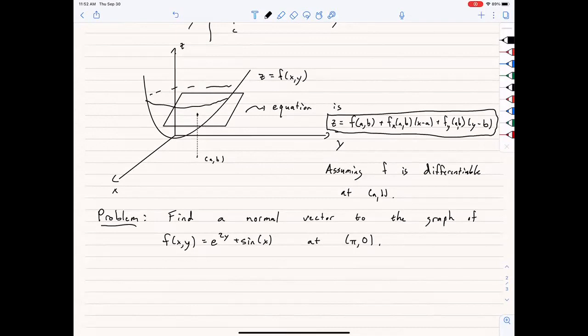What do I mean at this point? I should say at the point. It's the graph, so it's not in 2 dimensions. It's at the point on the graph. Sometimes we'll say over the point. So there are two things I can write. I can talk about the point (a, b), or I can talk about the point on the graph, and that's just (a, b, f(a, b)). All right.